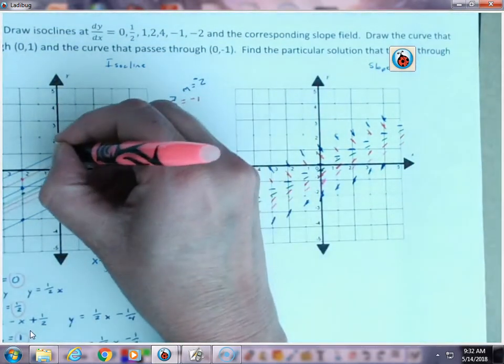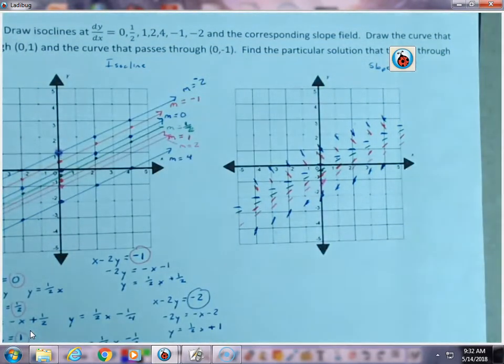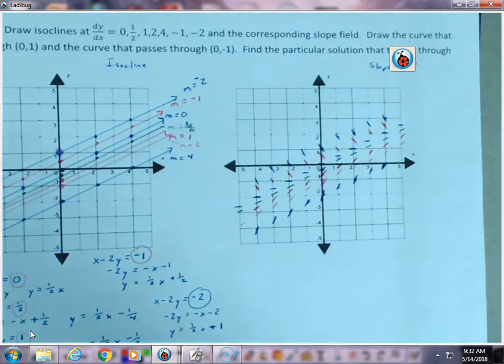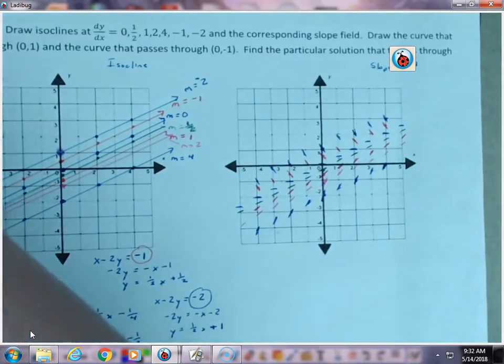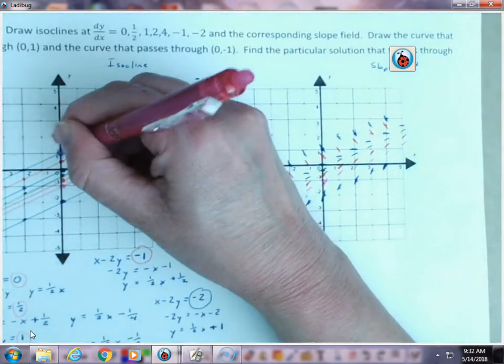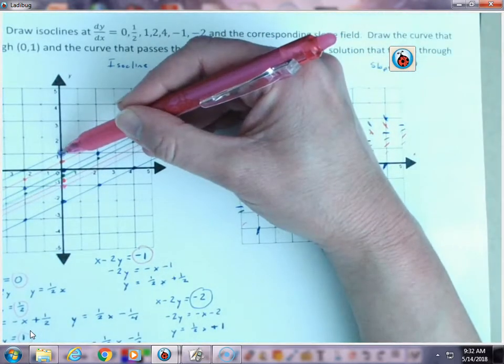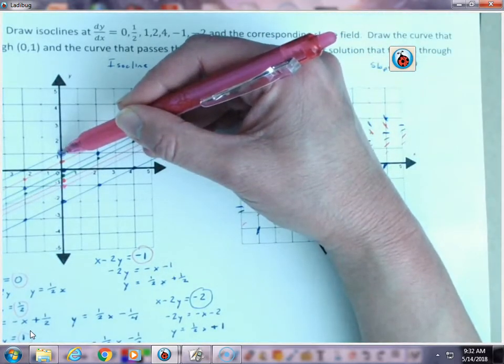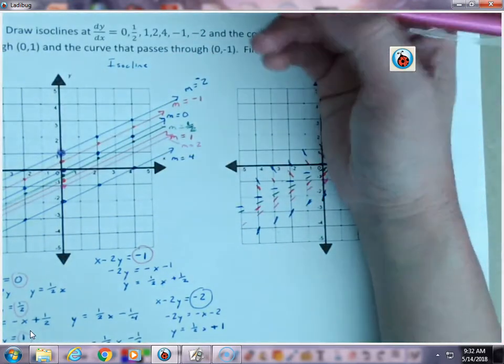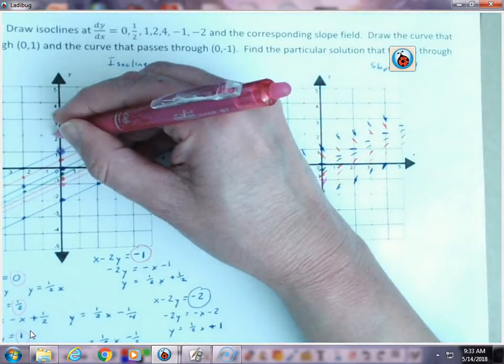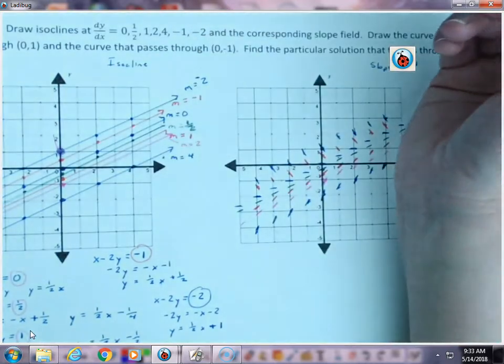So I'm going to start at the point 0, 1. I don't remember which one of these colors writes the best. Not the orange. Maybe the pink. I'm going to try that. Okay, so here's the thing. When you're right here at this point, what is the slope of the actual curve? -2. So the curve is coming in at a negative slope.